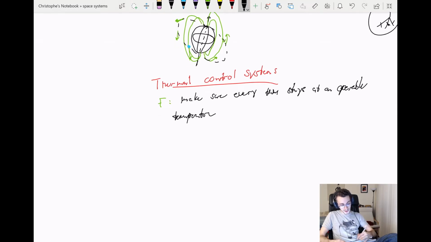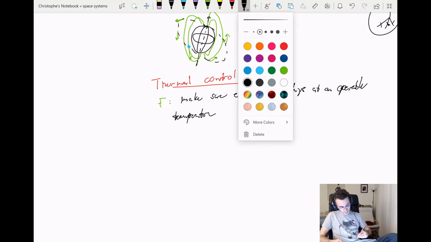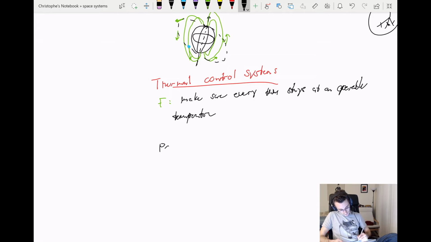So some components that do that would be things like radiators. Kind of like attitude determination and control systems, you can have passive or active control systems. So for passive, we have things like radiators.